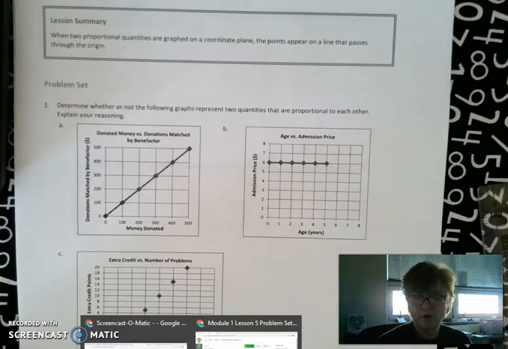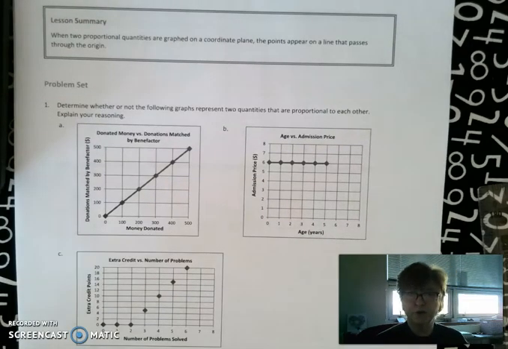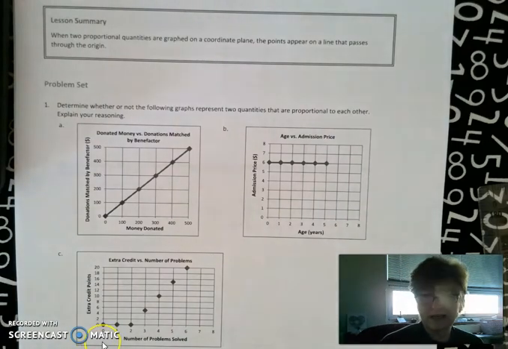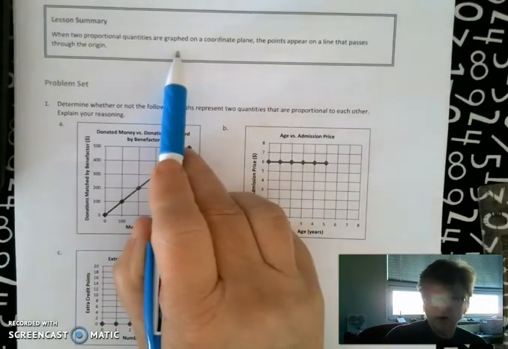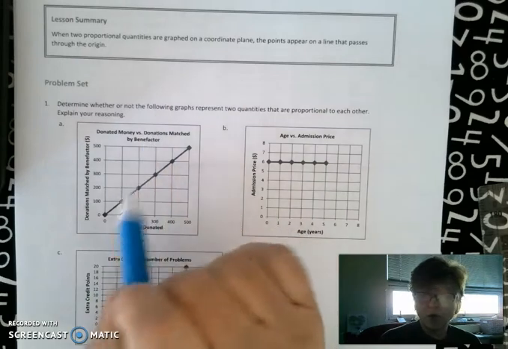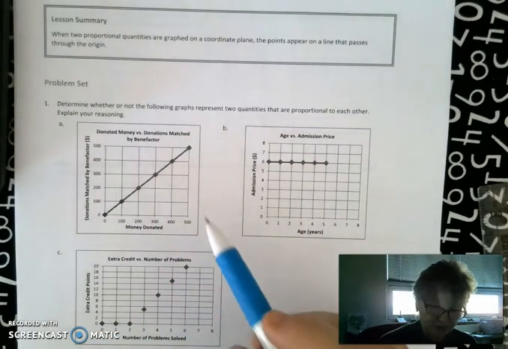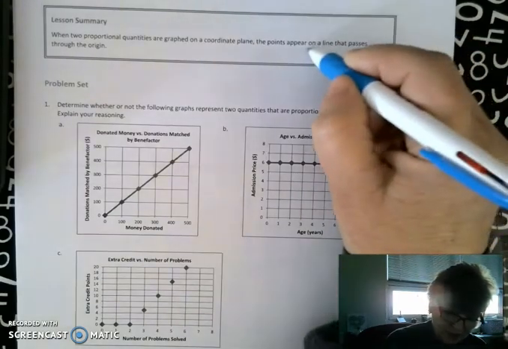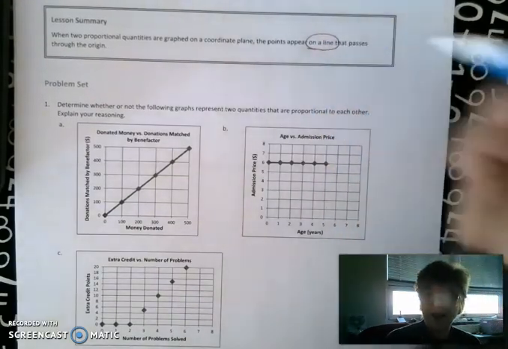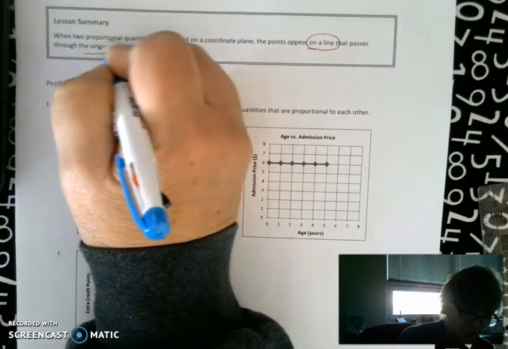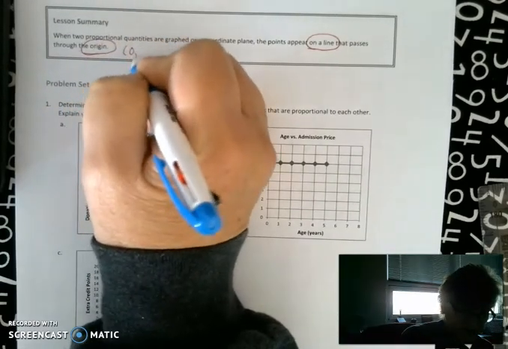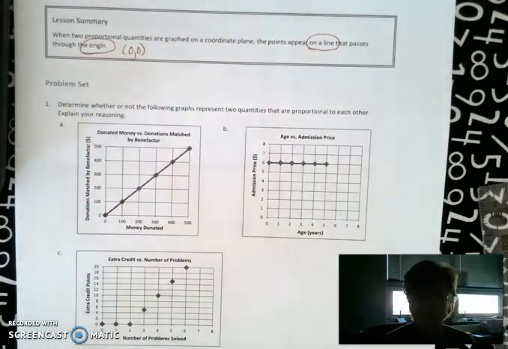Hi, so let's go over the answers to your lesson 5 from module 1, the problem set. As a quick review, let's just remember that in order for a graph to show a proportional relationship, it has to be a straight line and it must pass through the origin, which is 0, 0.